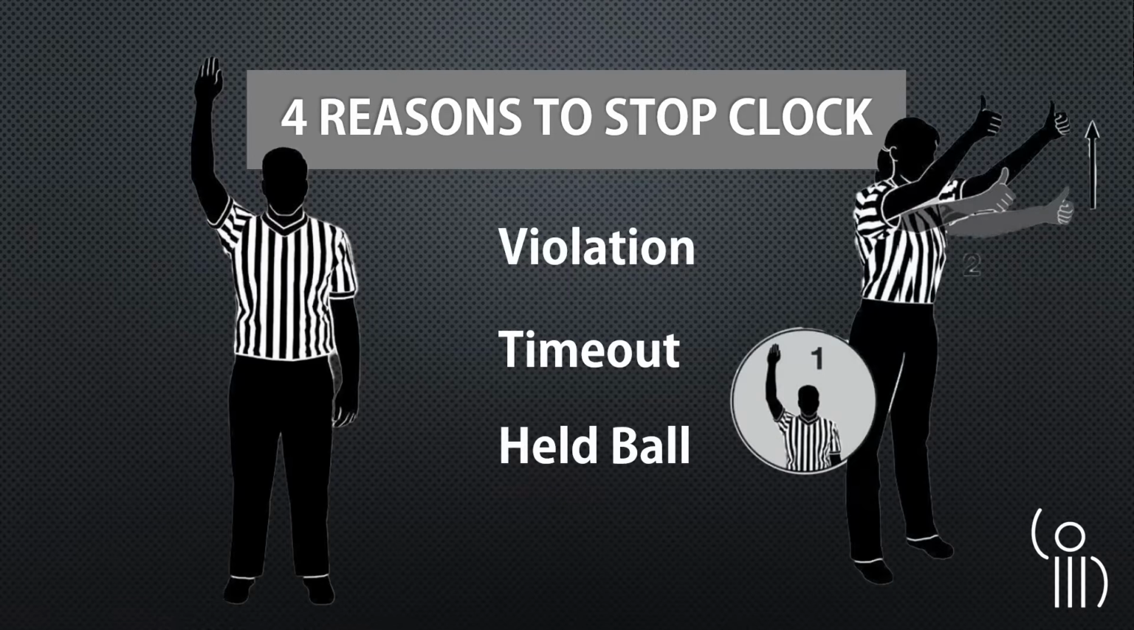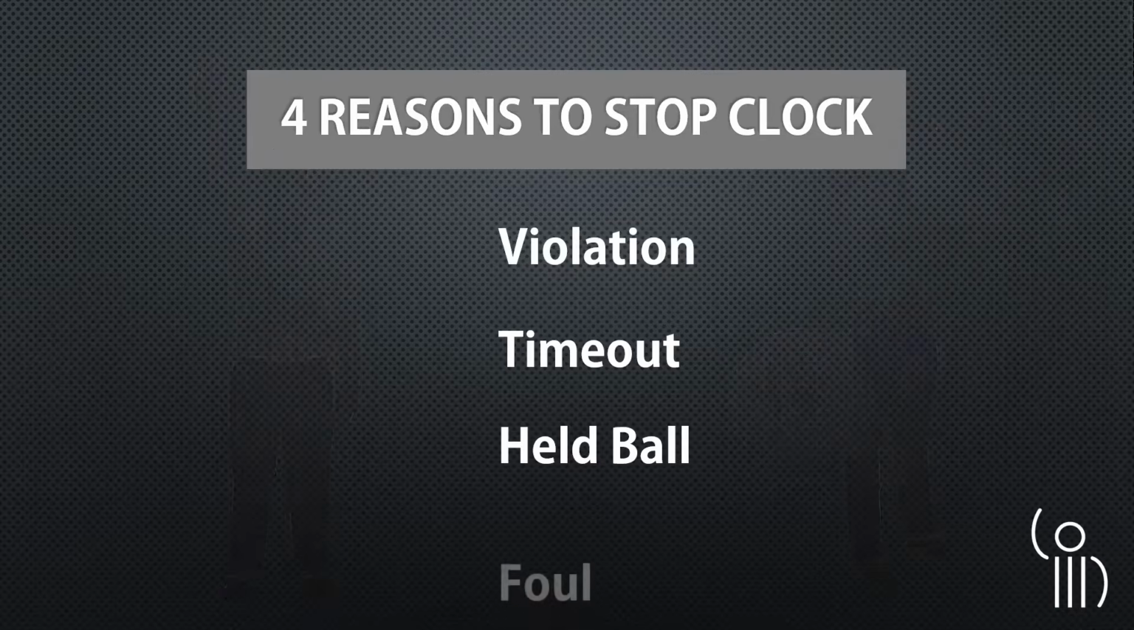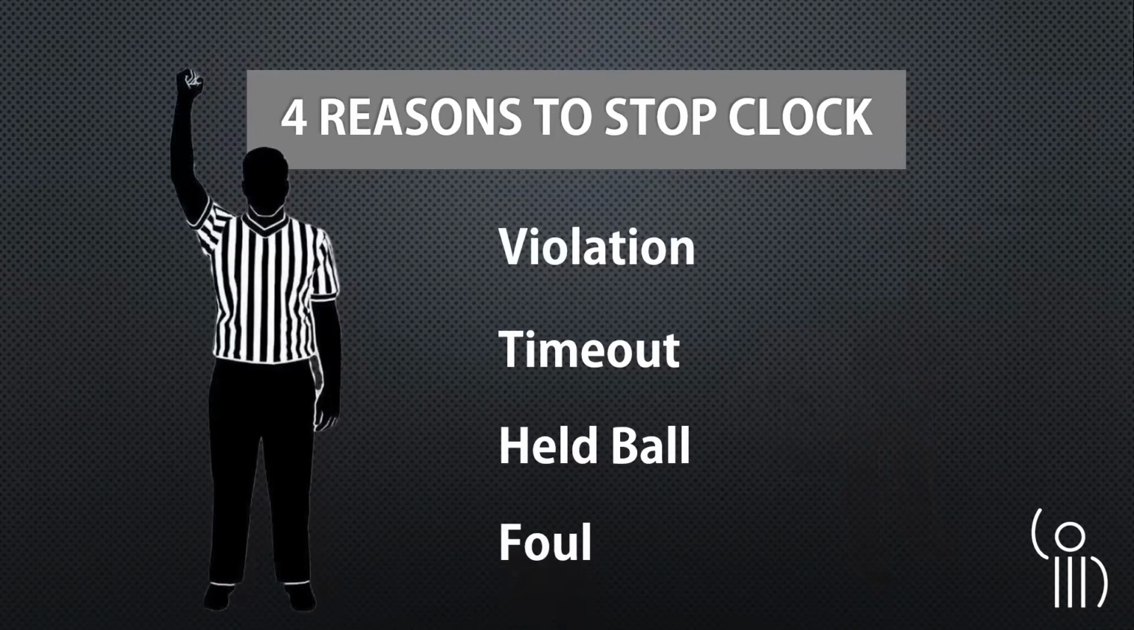For those of us that have officiated for maybe eight to ten years, they changed this. It used to be you would just give the held ball signal. And now we have to give the stop clock signal with the open palm first, and then the held ball signal. The last reason to stop the clock is a foul. And it is a little different than all the others because instead of an open hand, you have a closed fist. So if you have a foul, you put a fist in the air.